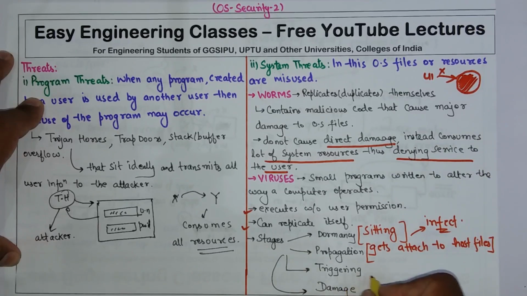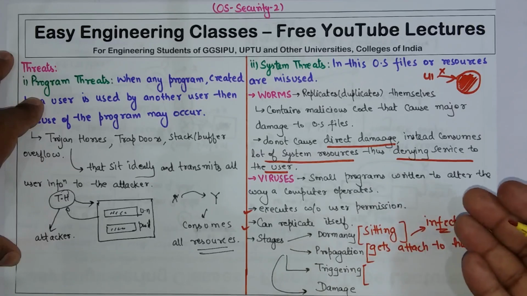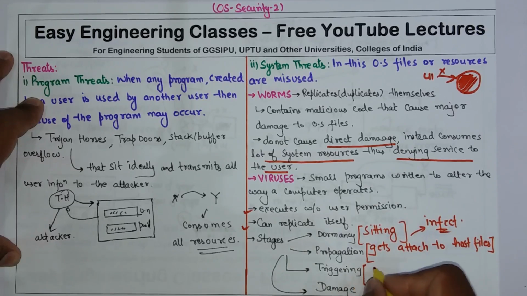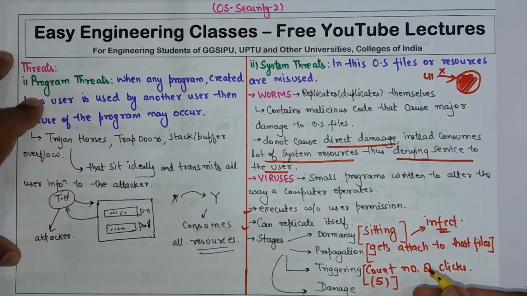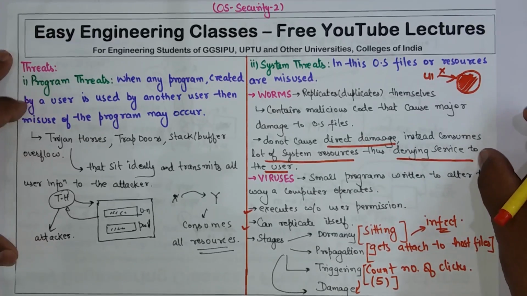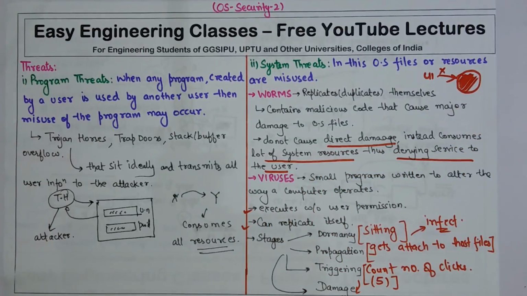Trigger can be anything. Once this triggering phase is over, the virus enters into the damage phase and makes those modifications to the files to which it is attached. The trigger can be anything like counting the number of clicks on the file. For example, if the trigger is after the file is opened 5 times, the virus enters the triggering phase. Once that is done, the damage to the file takes place. So this is how a virus works.